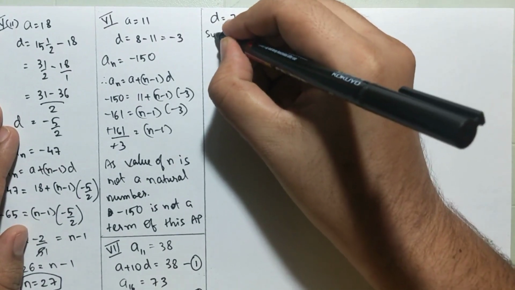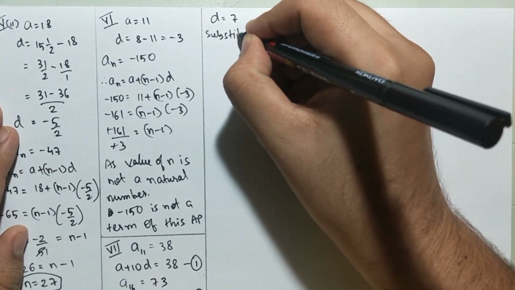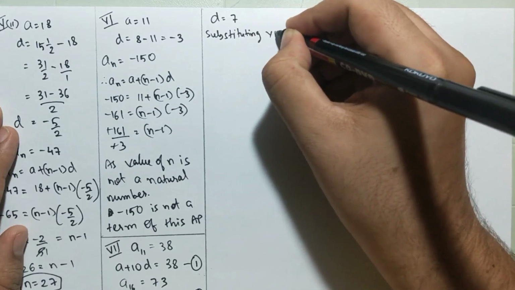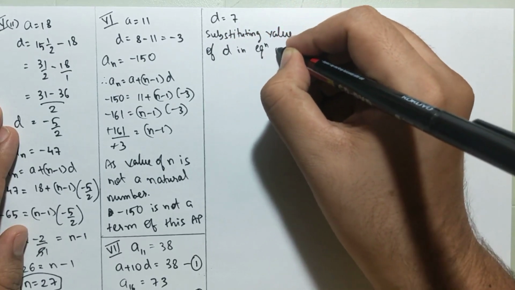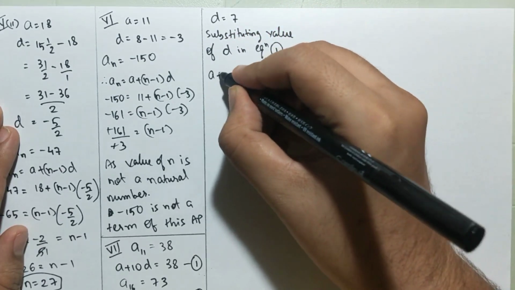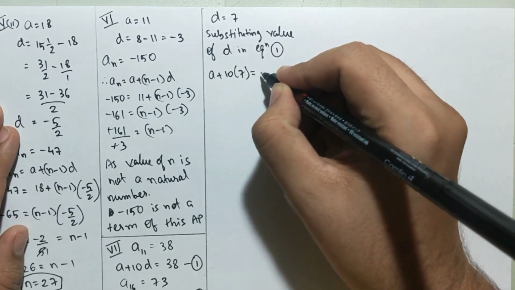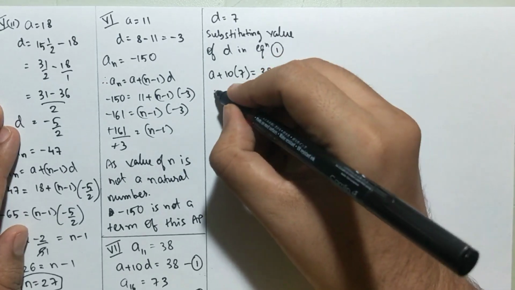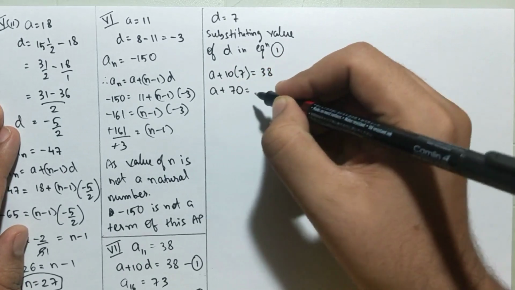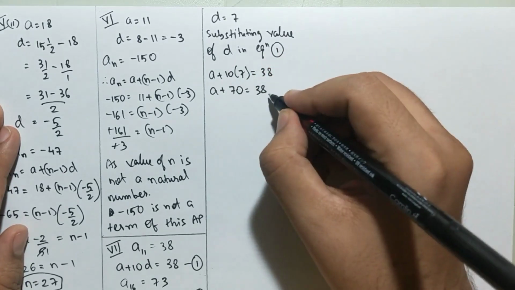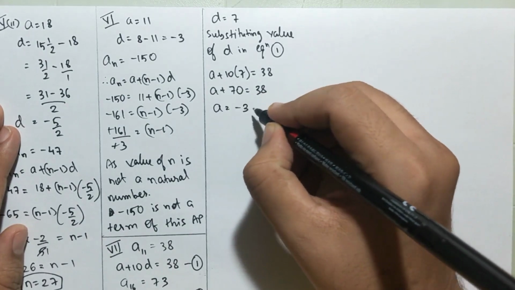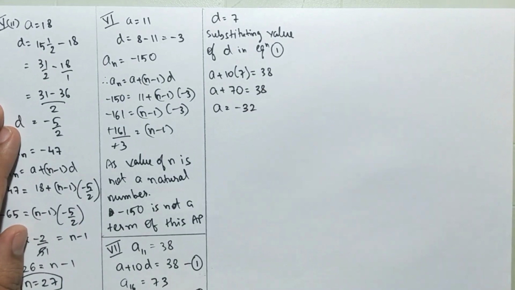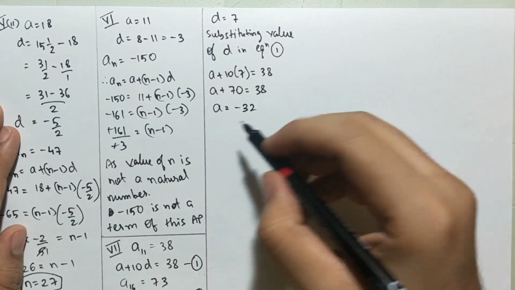Finding d, substituting this value of d in equation 1, that is a plus 10 multiplied by 7 equals to 38. So a plus 70 is equals to 38. 70 will go on that side, it will get subtracted. So a would be equals to minus 32. Minus 32. This is our a. Now we got a and d.